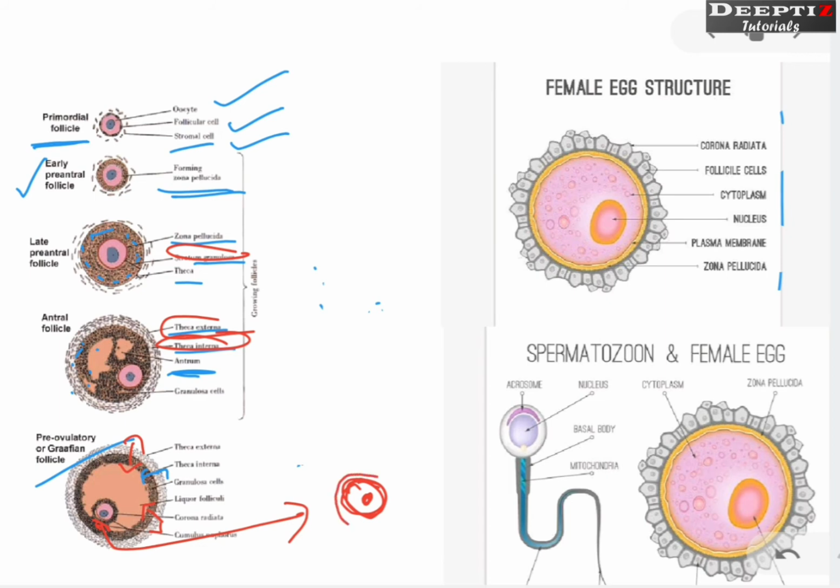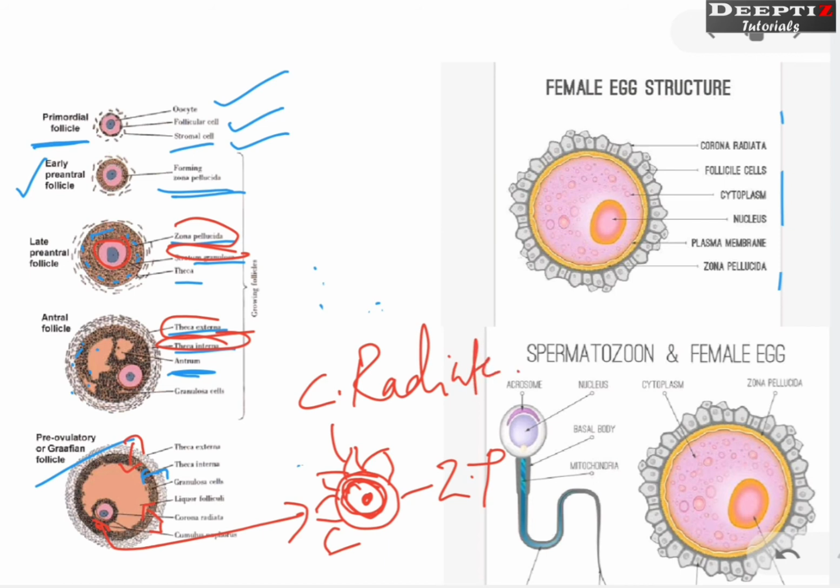Surrounding that there will be one layer, we call it zona pellucida, because the zona pellucida is just attached to this cell. Surrounding the zona pellucida there is one more layer of radiating cells, we call it corona radiata, that we will see in a minute. So from this, one corona radiata will be there, zona pellucida will remain as it is, and the oocyte gets released.